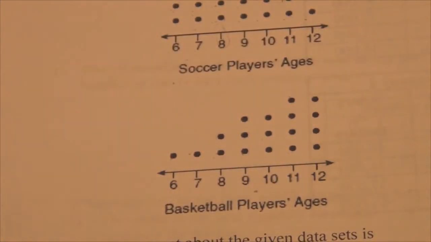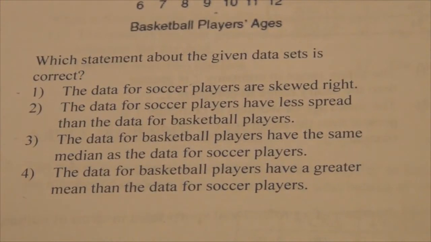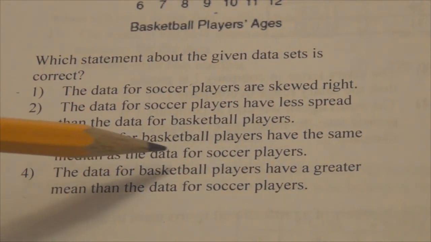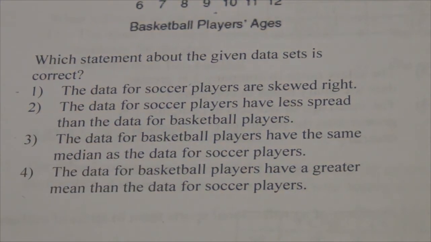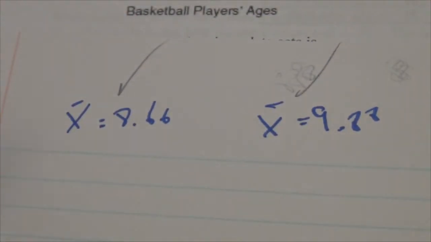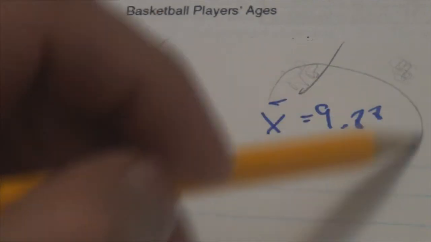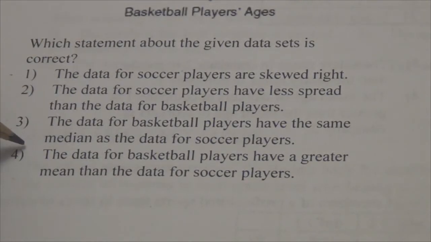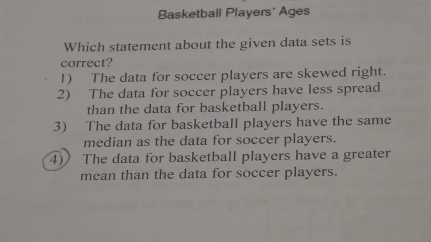So now look at the last choice. The last choice says the data for basketball has a greater mean than the data for soccer players. Well, this is the mean for basketball and this is the mean for soccer players, which I got from the calculator. We know that the basketball is greater than the soccer. So therefore, choice number 4 is the correct choice for this. Got it?